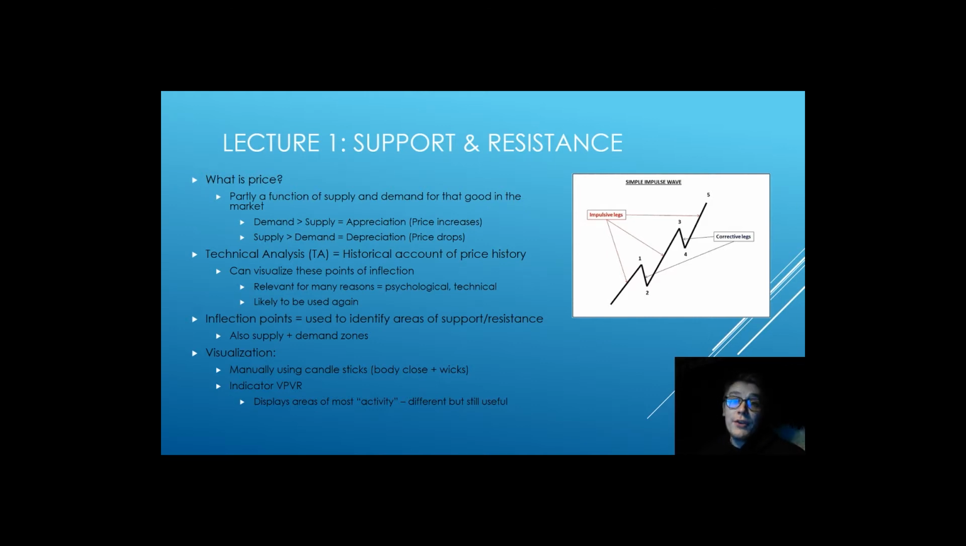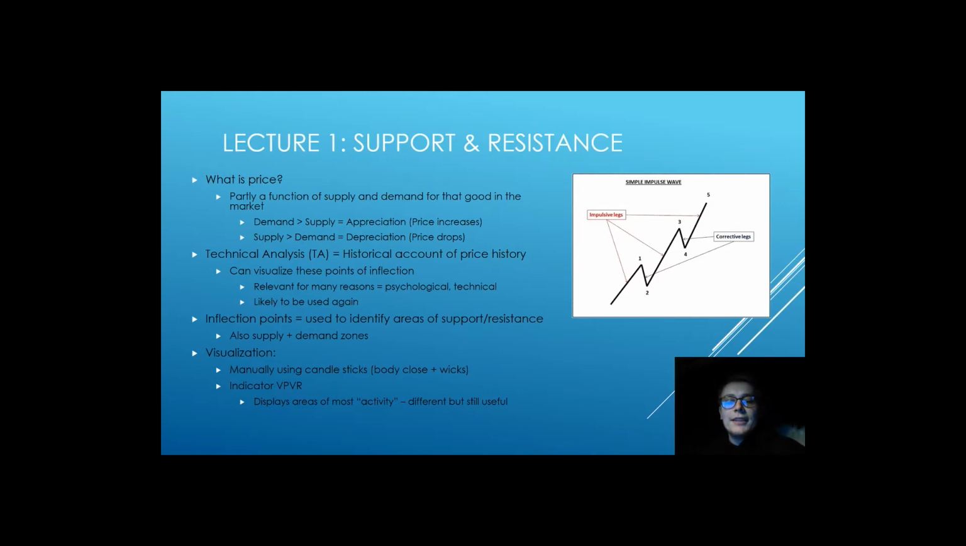If supply is greater than demand, then you're going to see not more people looking to sell their good, but not as many people trying to buy their good. Therefore, people are going to be willing to drop the price to try and sell their good, or depreciation. So that's where the price drops.